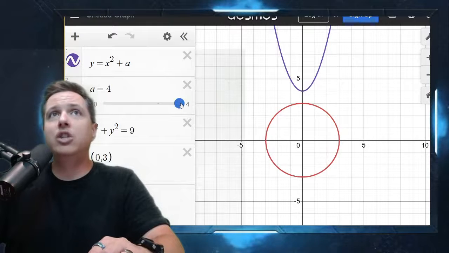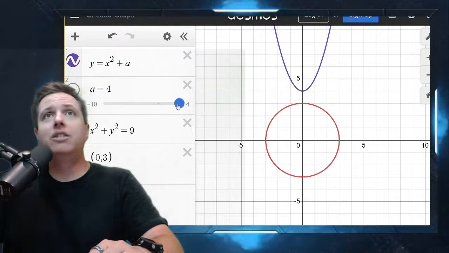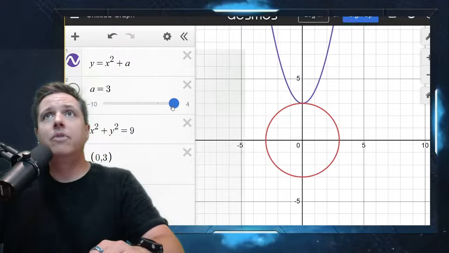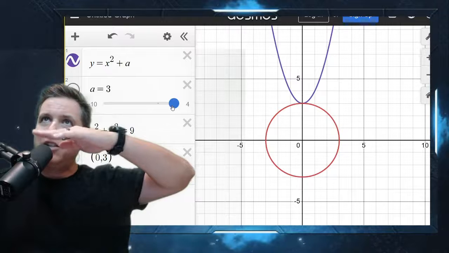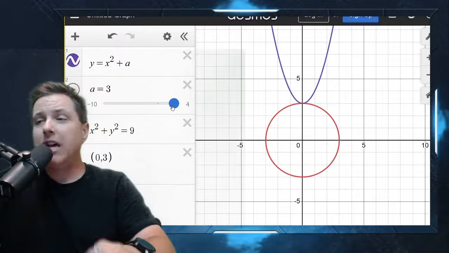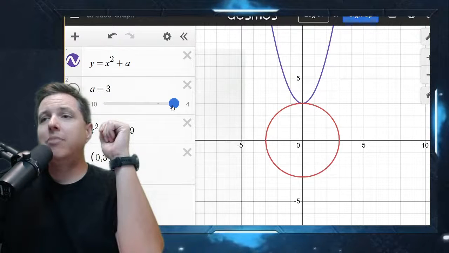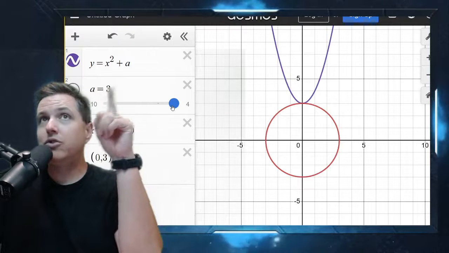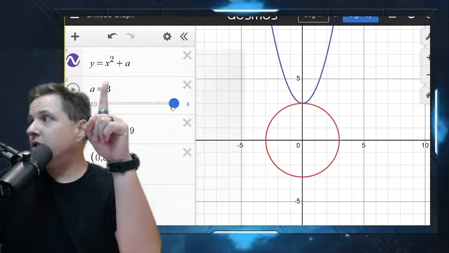Okay, well, let's just change this value in this parabola, this parameter. Let's make that a 3 now. Ooh, so now my parabola is coming down and just tangentially touching the circle, and then it goes back up. So that looks like one point of intersection. Now that I've just changed that parabola a little bit, it looks like now we have one solution. A moment ago we had 0 solutions. Now we have one solution.